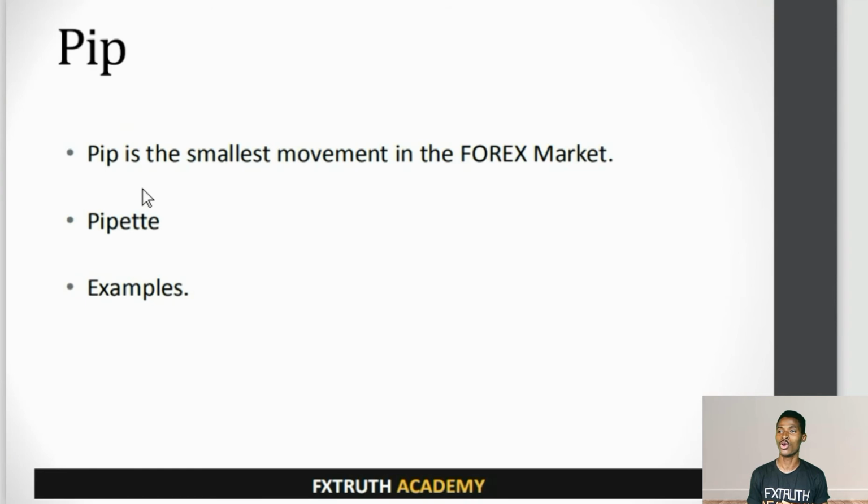Like, you know, to measure length universally we use meter. You understand? We use meter and centimeters and so on and so forth. To measure weight we use kilogram. So to measure the movements in the forex market we use the word called pip. So it is the smallest movement in the forex market. So for every movement made in the forex market, it is calculated based on pip.